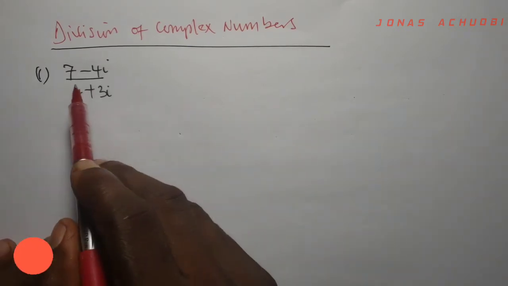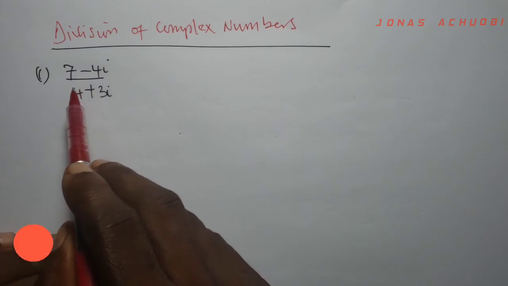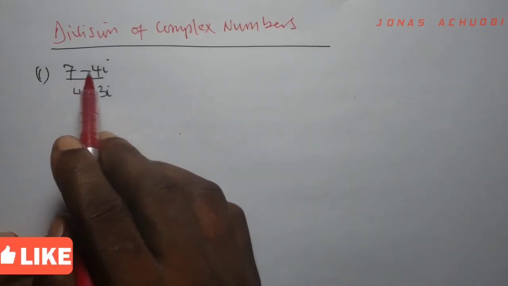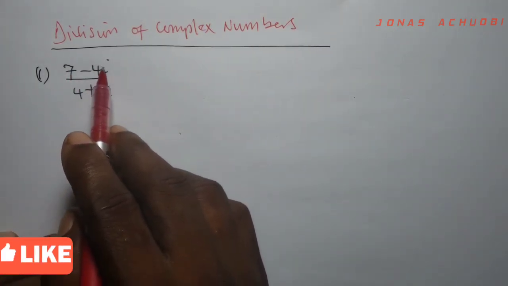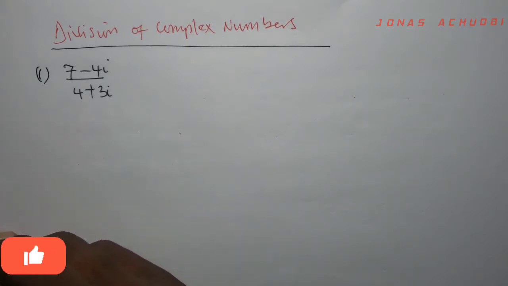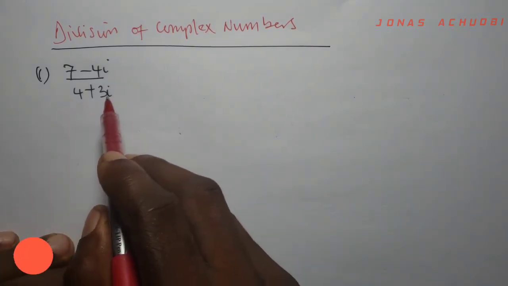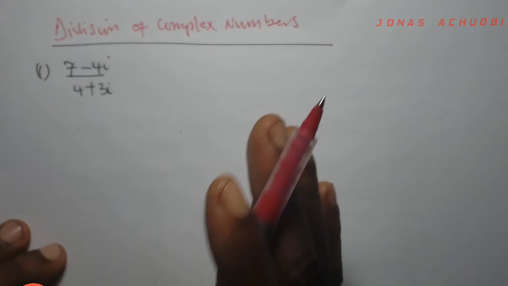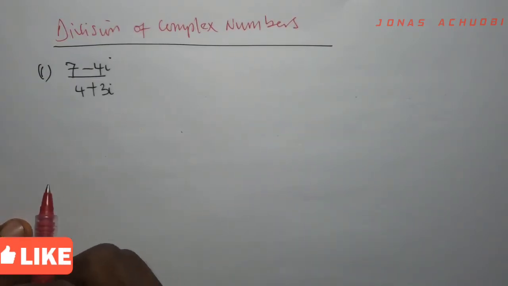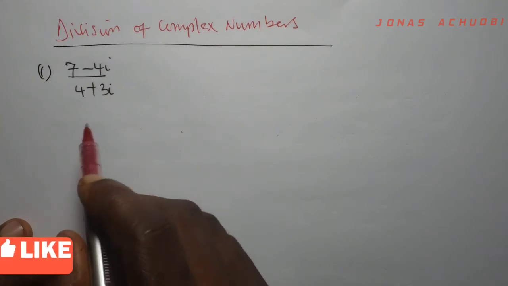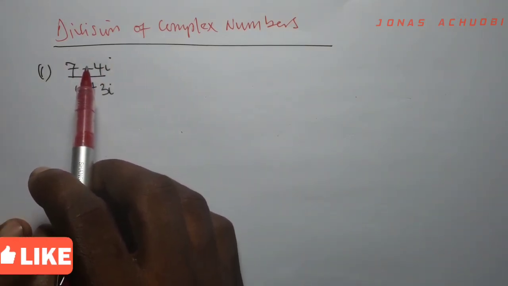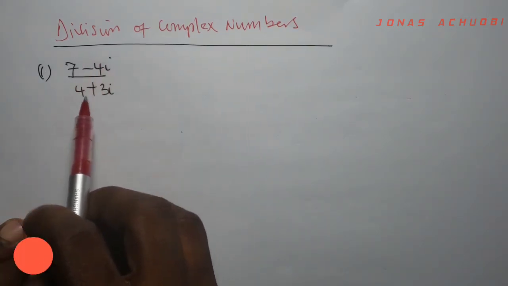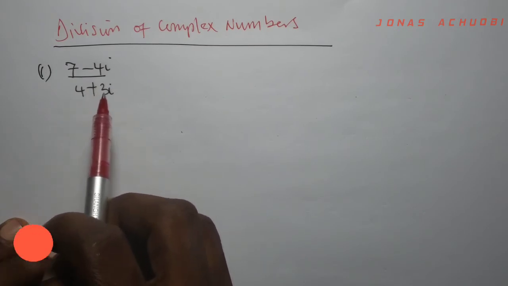Example number 1. We're asked to divide 7 minus 4i by 4 plus 3i. And this is obviously division of two complex numbers. The numerator is a complex number with real part 7, imaginary part minus 4. And the denominator is also a complex number with real part 4 and imaginary part plus 3. We want to carry out this division and leave our answer in standard form. How we go about this is this. We are going to multiply the numerator of this fraction by the complex conjugate of the denominator and multiply the denominator of the same fraction by the complex conjugate of the denominator.